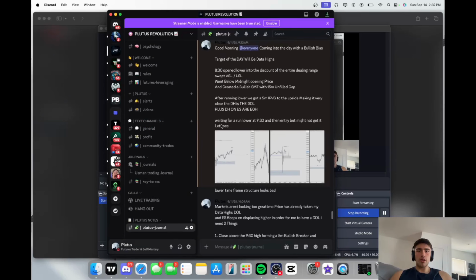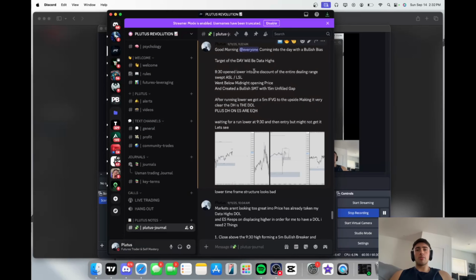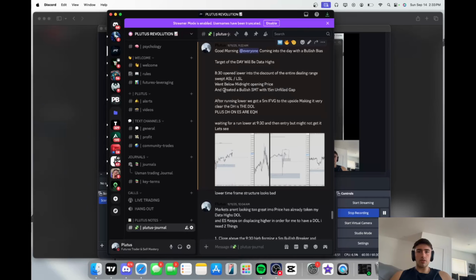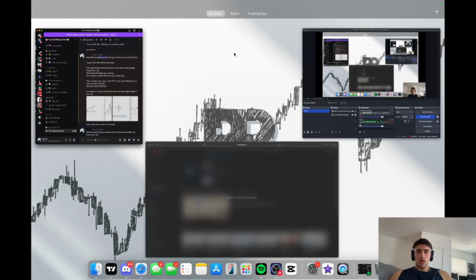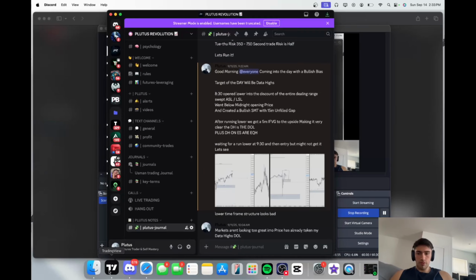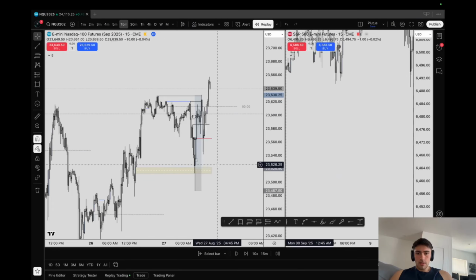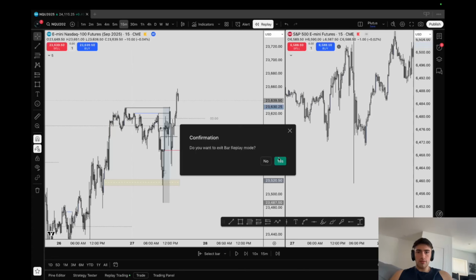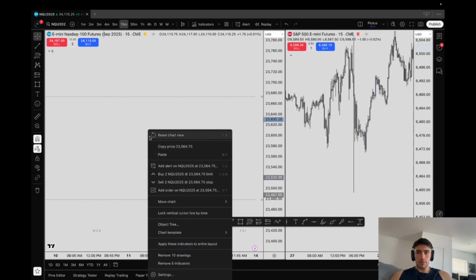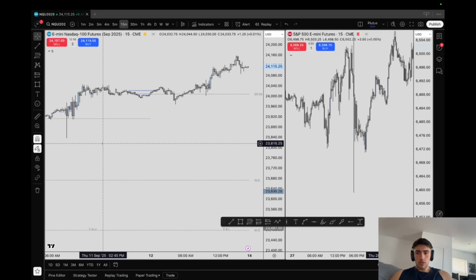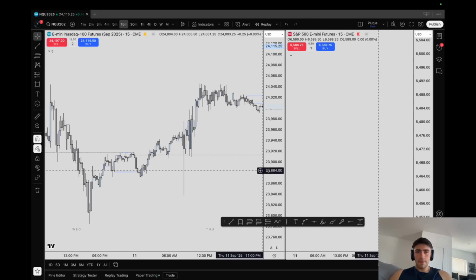Same thing with 930. Again, if I'm bullish, A30 opens lower into discount of the entire dealing range, so I'm expecting 930 to deliver to the draw. This was on Thursday, I believe. So if we go back to live time, or rather to recently, okay, Thursday. If you look at Thursday, we're clearly bullish here.